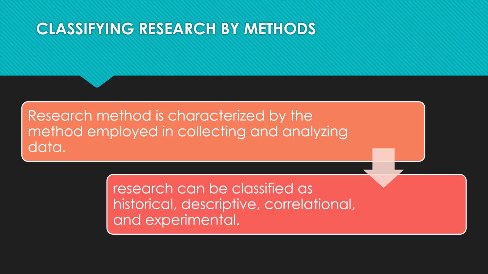Another classification of research is by methods. This is where we characterize research by the method of collecting and analyzing data. We can classify research as historical, descriptive, correlational, and experimental. In the next slide, we will elaborate on each of these classifications.